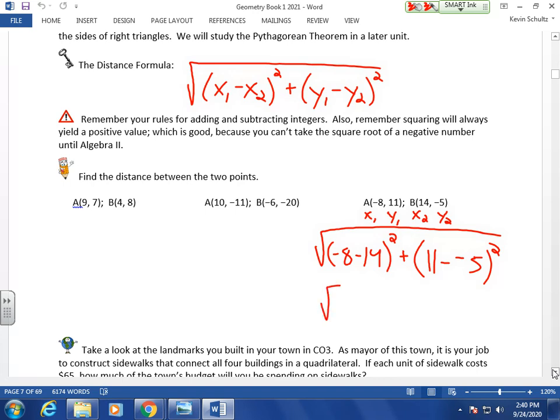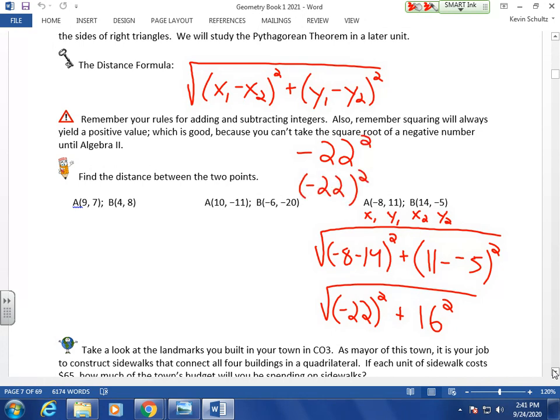Simplifying a little bit further, -8 minus 14 is -22. We're squaring that. Plus 11 plus 5 is 16. And we're squaring that. A calculator note here. Whenever you square a negative number, it needs to be in parentheses. If you're putting -22 squared in your calculator like this versus with parentheses, you're going to get different answers.